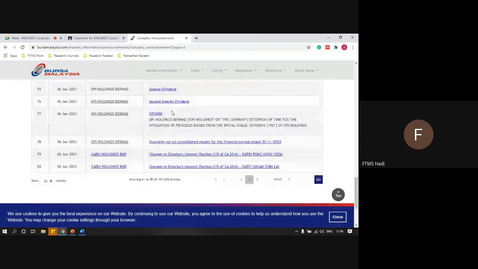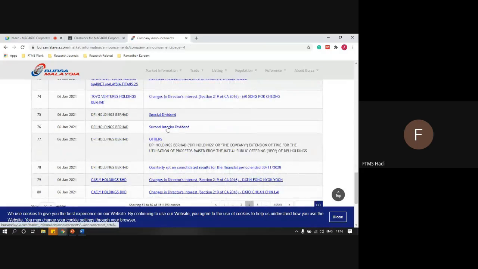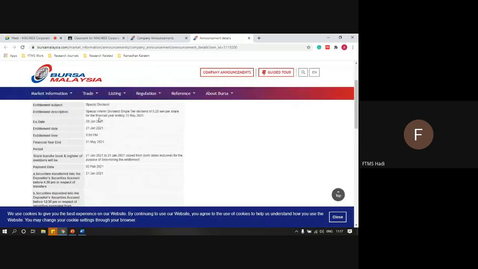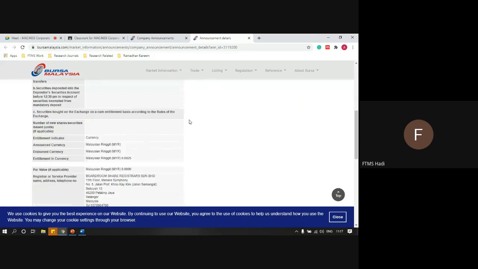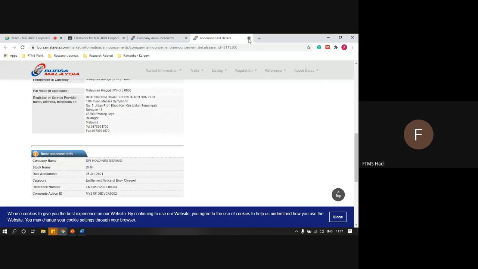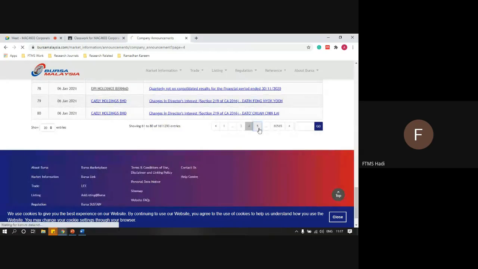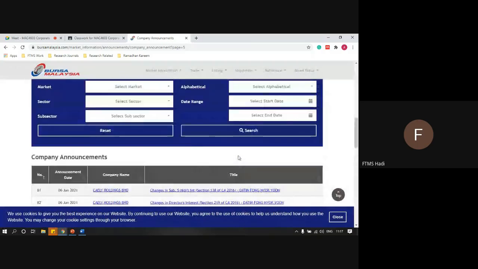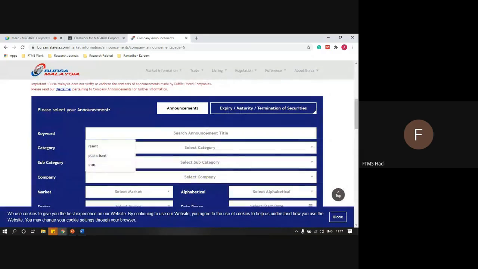This one you see here, special dividend, second interim dividend. So the company will announce that there will be a dividend given towards major shareholders or minor shareholders. Let's say this one. This is the special dividend, and then they give some information. You see here, a dividend of 25 cents, which is a cash dividend, and then any other information that you might want to refer to. Let me check another thing. Let's say the keyword dividend.